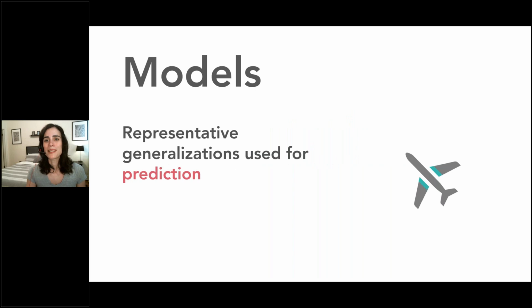Okay, well, let's start from the beginning. What are models? Well, models are representative generalizations that are used for prediction. So you think of a model airplane. It's a little mini version of the real airplane, but it's generalized. You can think of a model citizen or maybe even a fashion model, although I don't think that those are very generally representative of the population, but you get the idea. A model as a concept is a generalization that we use to make predictions.